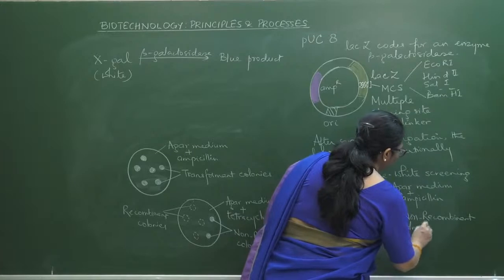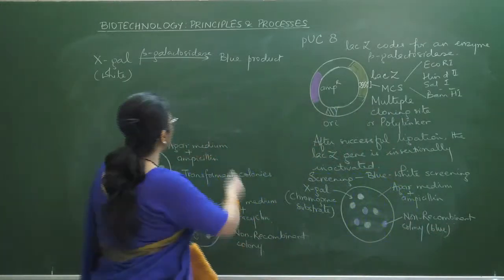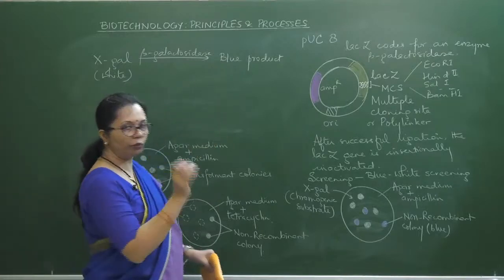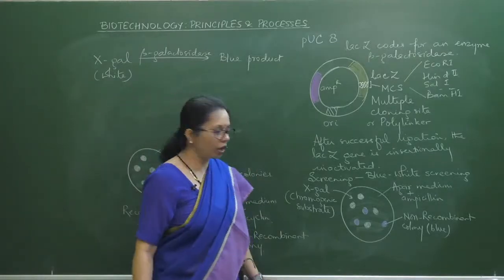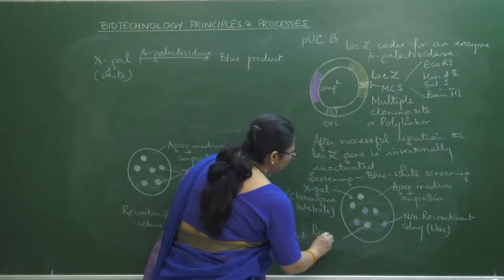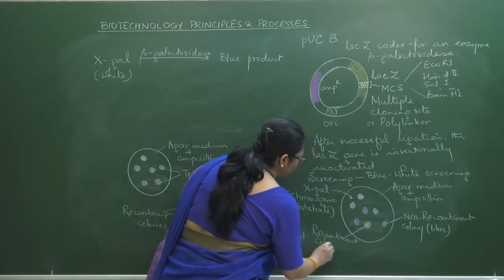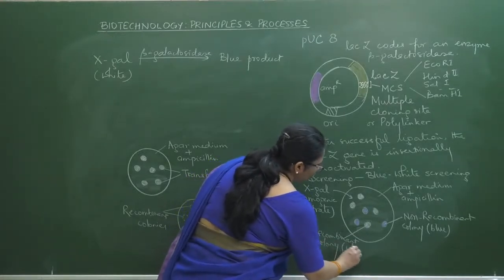So a non-recombinant colony would be blue, and the white colony, where X-gal remains white and is not being broken up, means the enzyme is not being formed. So this white colony is the recombinant colony. This is white.